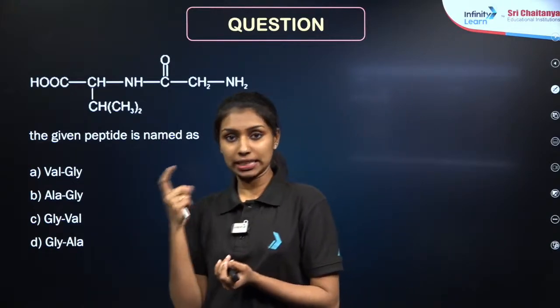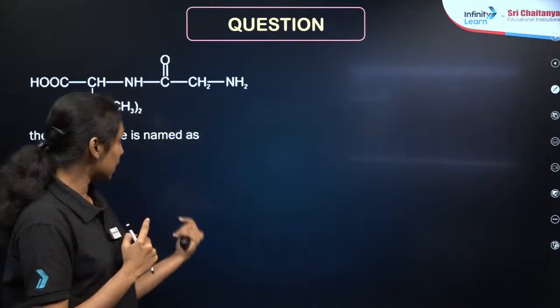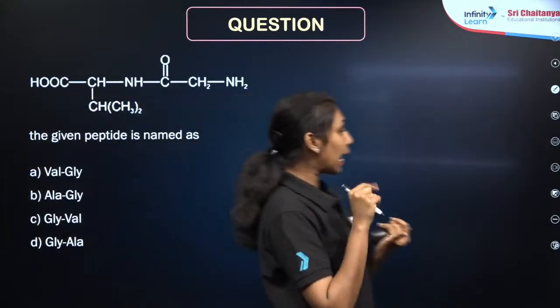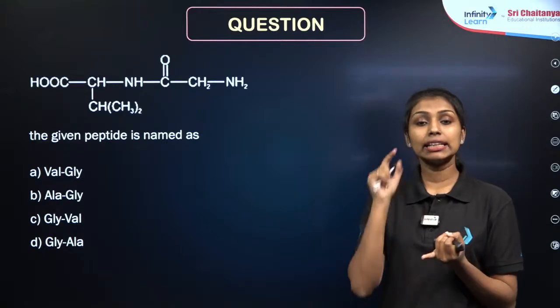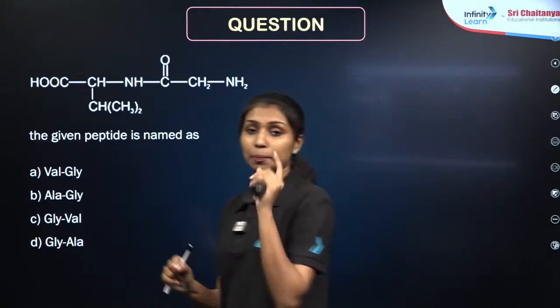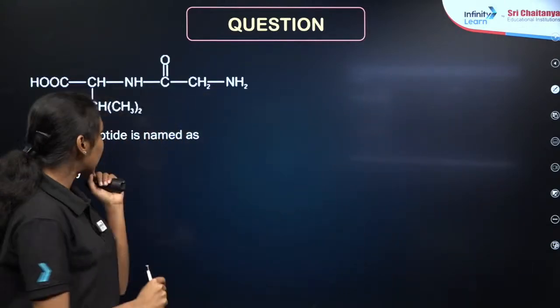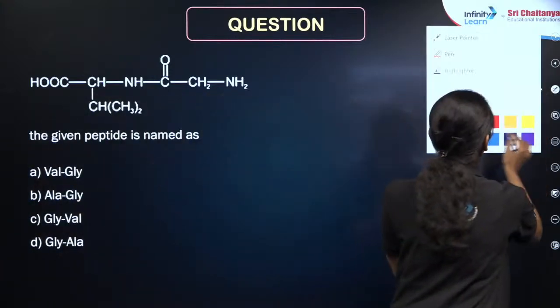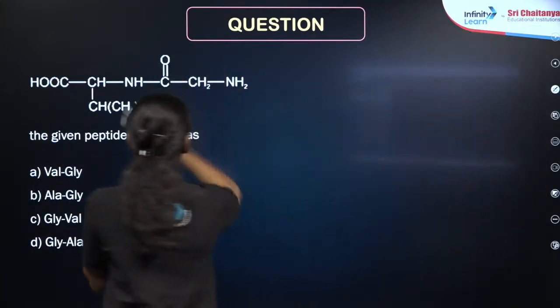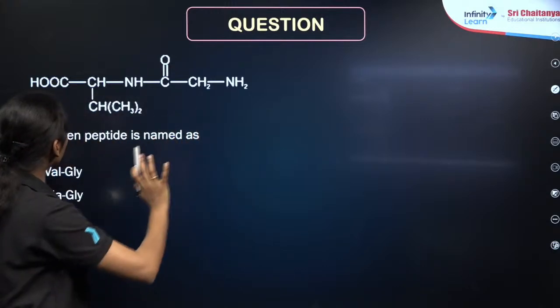While writing the peptide name, while writing the nomenclature of peptides, we will be starting from the N-terminal amino acid, which means that in the case of a peptide chain, that particular amino acid that is having a free NH2 group. So here you can see that this is our amino acid, right? This is our peptide chain or the dipeptide.